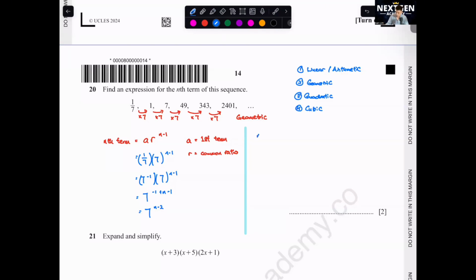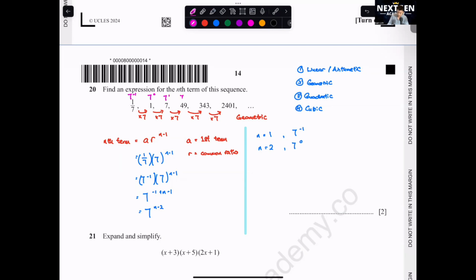Okay, so when your n is equal to 1, what is your value? Your value is 1 over 7, right? Which is 7 to the power of negative 1. So you need to write a certain pattern to it. When your n is equal to 2, your value is 7 to the power of 0. Okay, 1 is 7 to the power of 0. This 7 power negative 1, this 7 power 0.